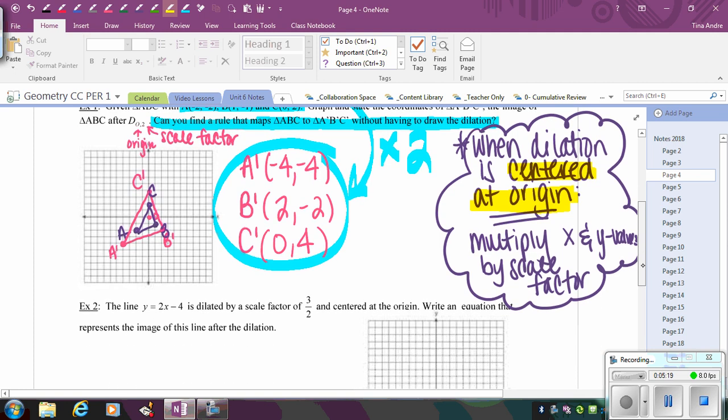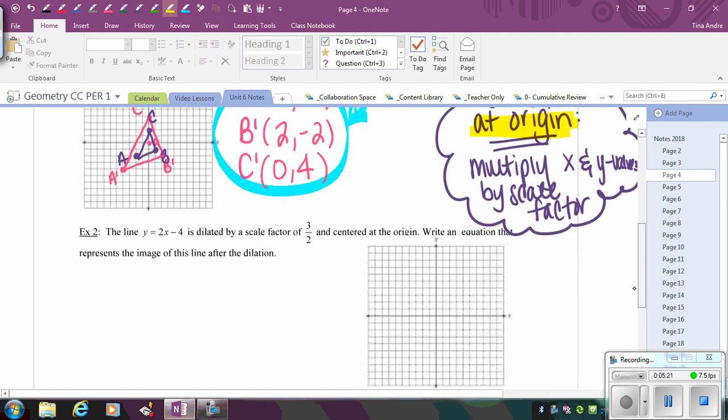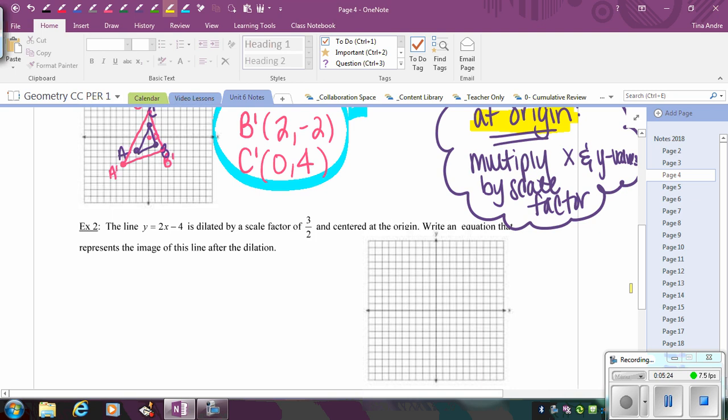So let's look at another example. This one's a little bit different because now we're looking at a line. So the first thing I want to do is go ahead and graph this because we want to dilate this line using a scale factor of 3/2, and it's going to be centered at the origin, and in the end, we're going to write the equation of our new line.